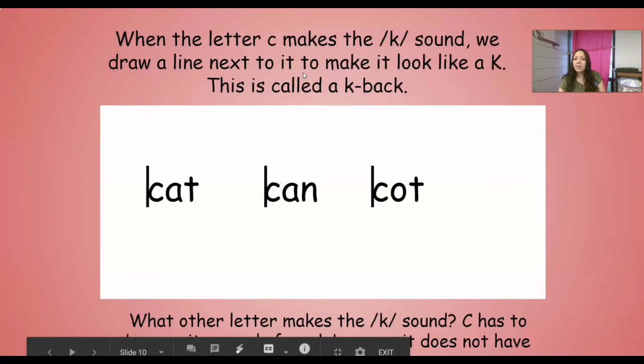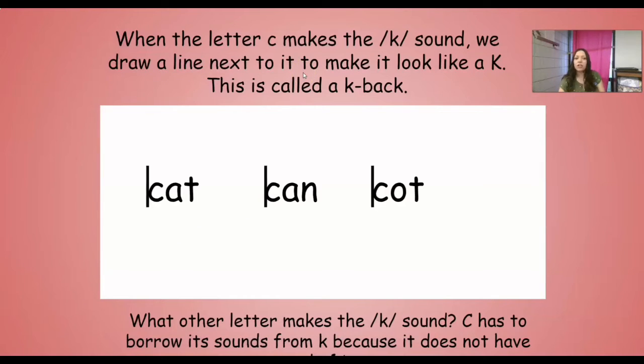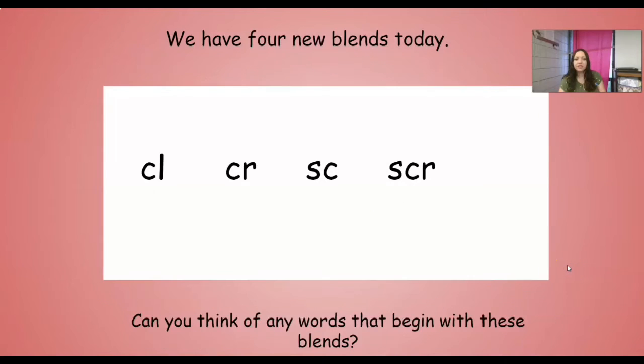All right. When the letter C makes a k sound, we draw a line next to it to make it look like a K. See how it kind of looks like a K? It curves around. This is called a K back. So when we're coding, we're going to start using those, okay? What other letter makes the k sound? We just said C and K. So this is our new thing, we're going to add the letter so it looks like a little silly K.